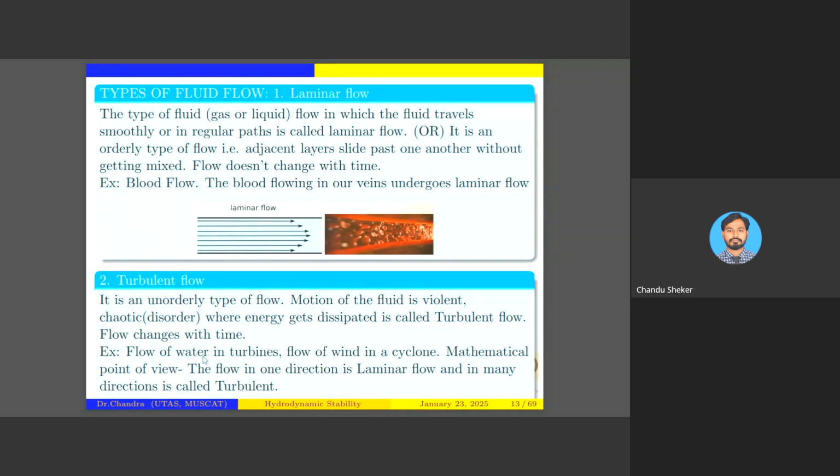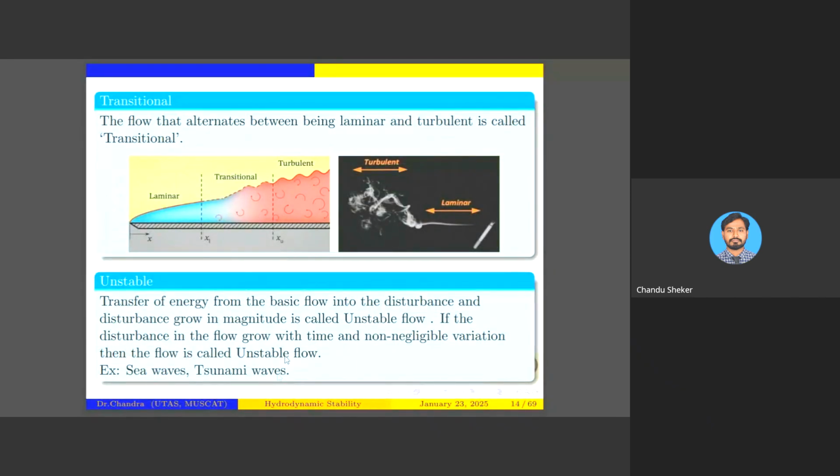What are the examples here? The flow of water in turbines, and the flow of wind in a cyclone. From a mathematical point of view, we can say the flow in one direction is called laminar, and the flow with different directions is called turbulent flow. A simple way, in mathematical notation. Now, transitional. What is transitional actually? The flow changing from laminar to turbulent is called transitional. This period is called transitional.